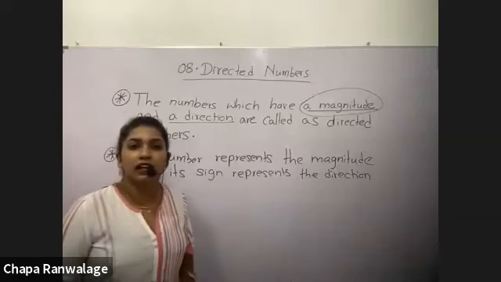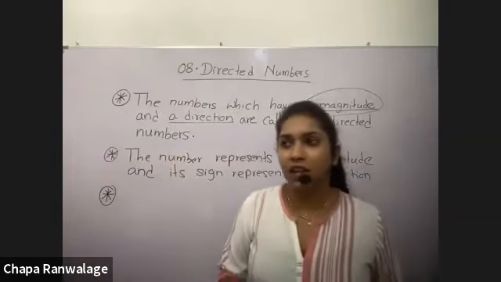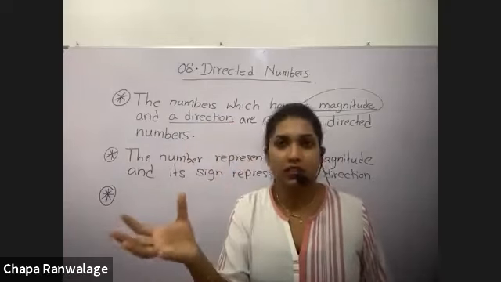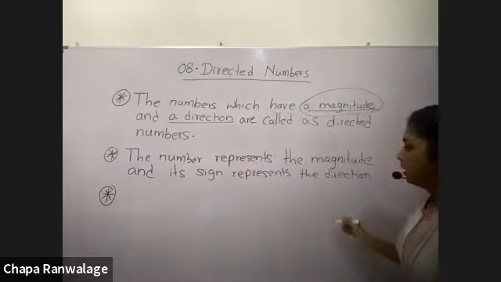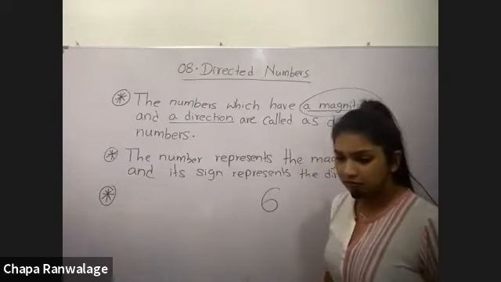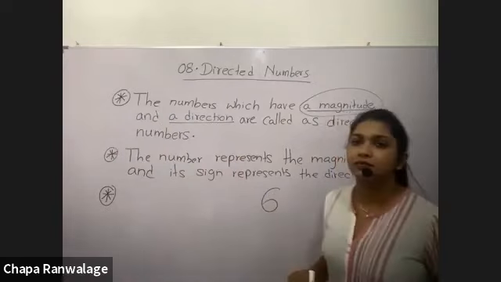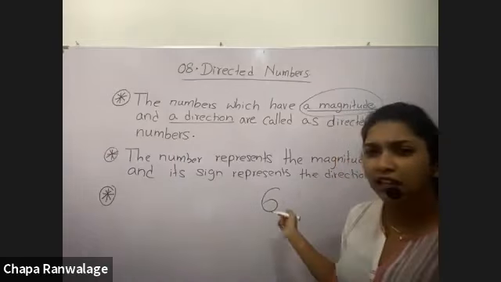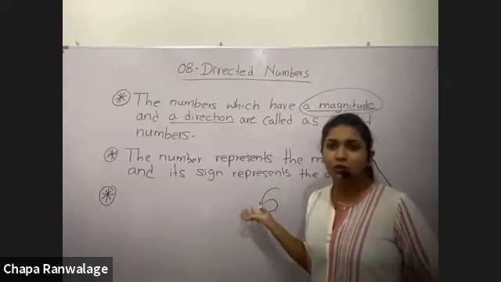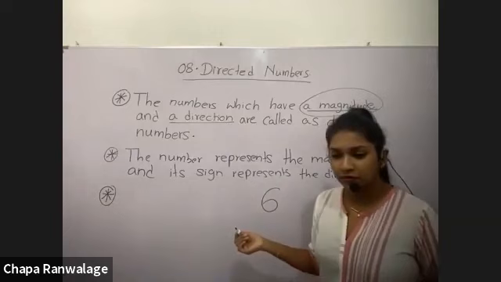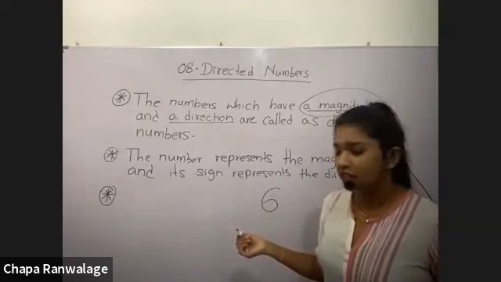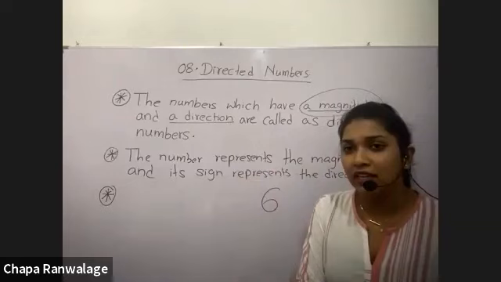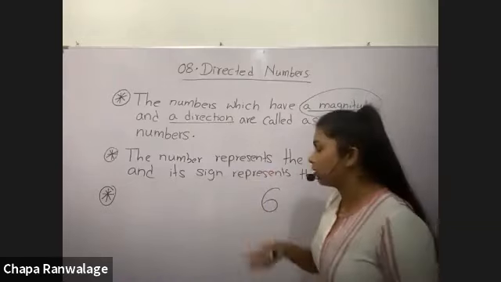Okay, listen, my next question is, now we discuss the directed number means it has a direction and a magnitude, right? Now, if I say 6, what is the sign of this one, Mohan? A number. What is the sign? What is the direction? Plus or minus? Plus. Yes, that is plus. Keep it in your mind.